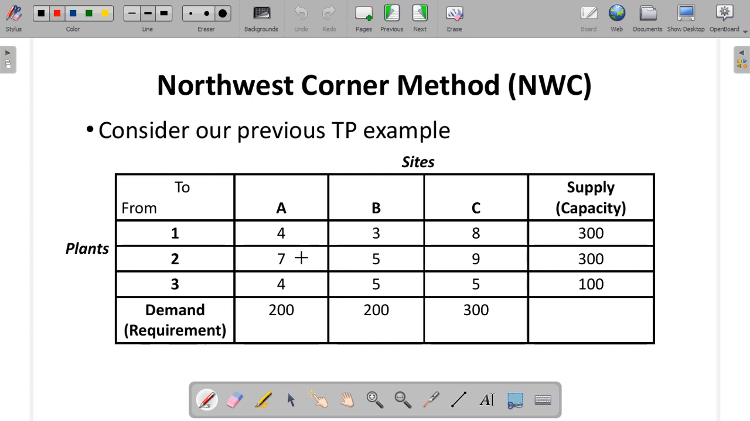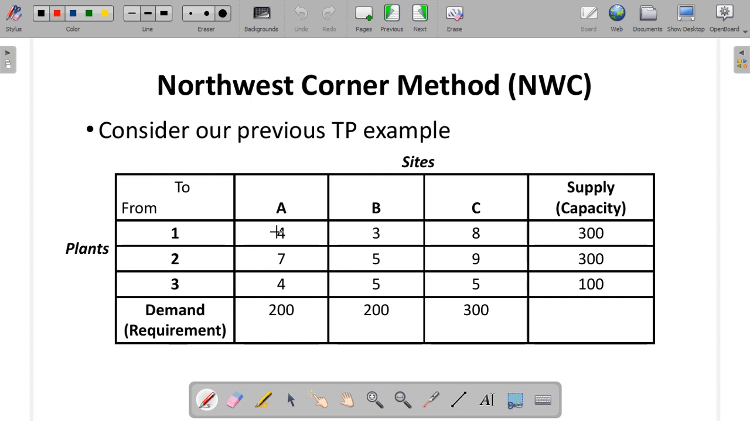So, as the method itself says, we use the northwest corner. We are going to start allocating goods from the cell at the northwest corner. In this matrix of costs, north is this side, west is this side, and the corner is here. The northwest corner is the first row, first column cell, here.